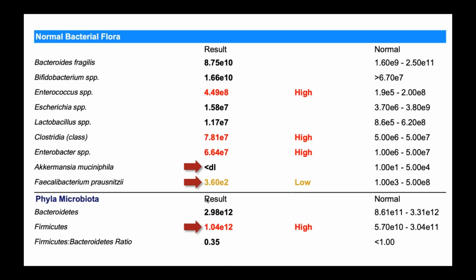In the normal bacterial flora section, we see quite a bit going on. Overall, there's an overgrowth pattern with high Enterococcus, high Clostridia, high Enterobacter, and then under the phyla microbiota section, high Firmicutes. Along with that, there's a lack of Akkermansia, less than detection limit, and a very low level of Faecalibacterium.